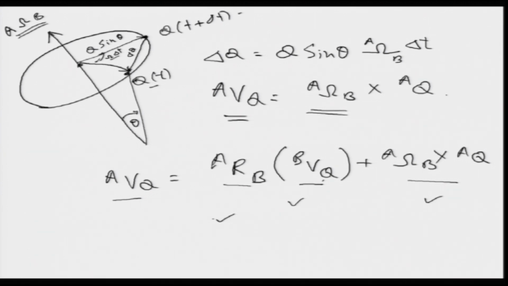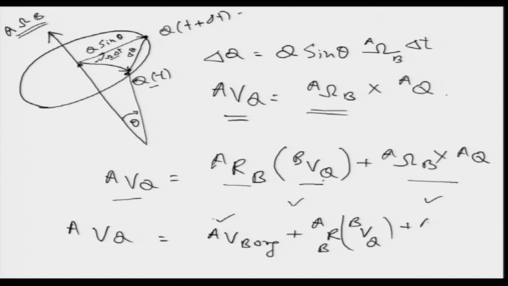So, the other thing is what is the total velocity. So, the total velocity a v q is equal to a v b org if the two frames are also moving, plus a b r into b v q, which we just wrote, plus a omega b cross a q. Okay. So, this part is because of the rotation, this part is it has a linear velocity because q could be changing with respect to b, and then if the origins of a and b are changing having a linear velocity, then again this component will come inside. So, we have three components added together, and this gives you your total linear velocity.